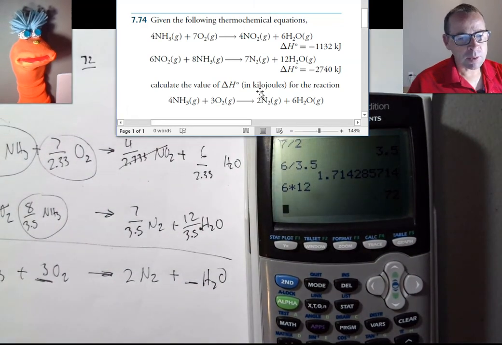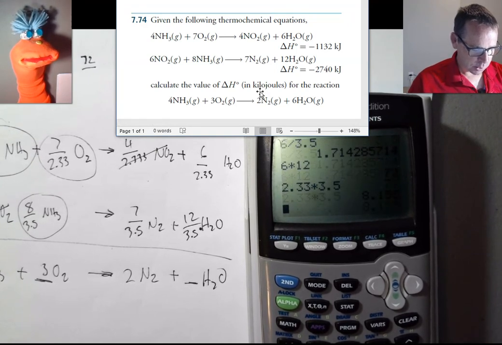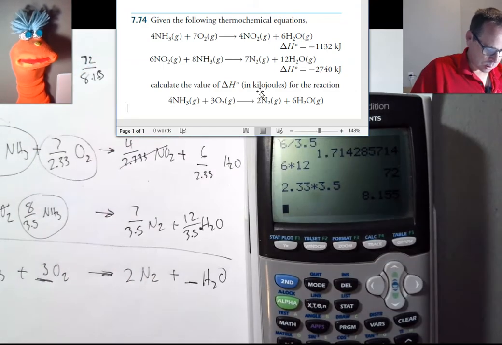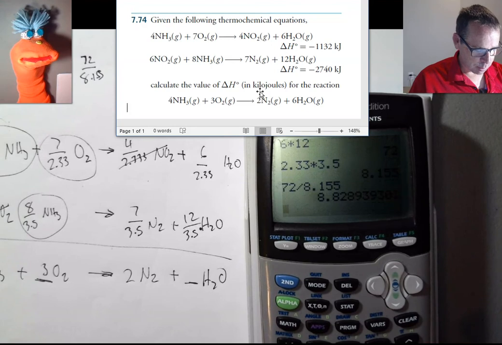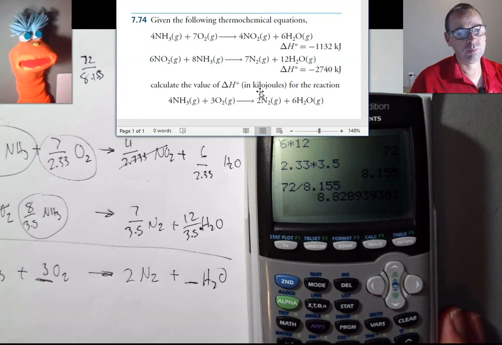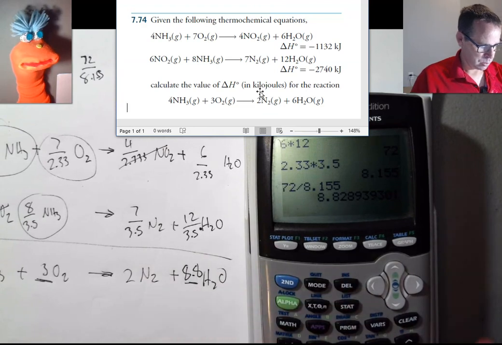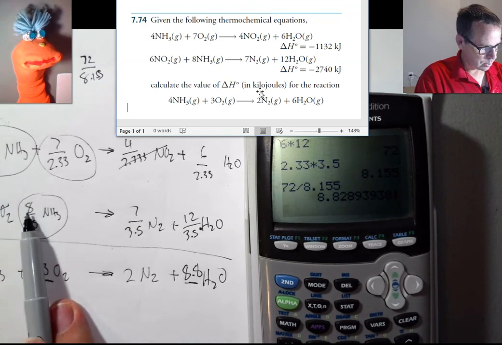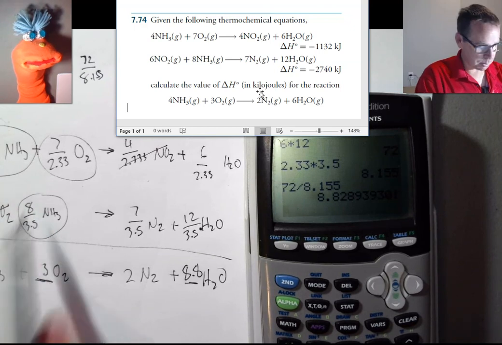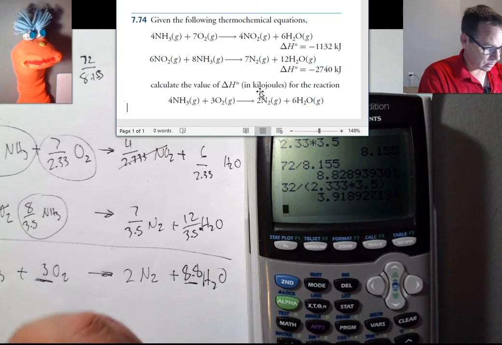Divided by, what are the values? 2.33 and 3.5. 2.33 times 3.5. So that's 8.155. So 72 divided by 8.155 is 8.8. Is that close? No. 8.8 waters. And the NH3 here, let's see if that makes any sense. 4 times, am I missing something here? 4 times 8, that's 32, divided by the 2.333 times the 3.5. So that's 3.91. That's kind of close.